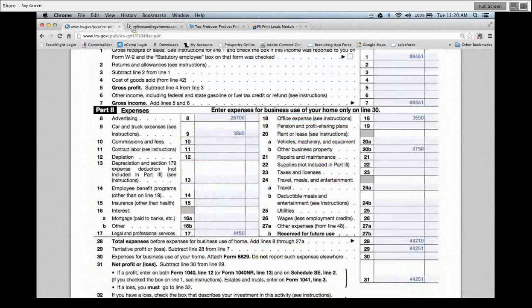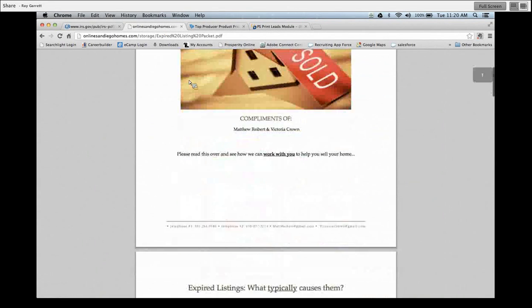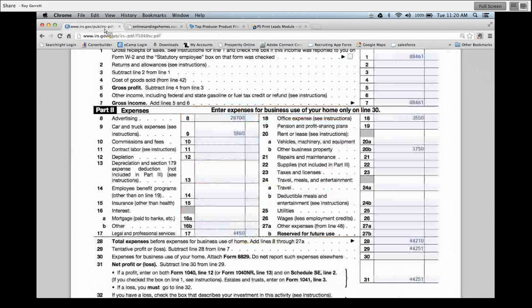They may even have something like this that they print out to send to other brokers or other people who've listed their homes, whose listings expired. So whatever they do, they have expenses that they have to account for.